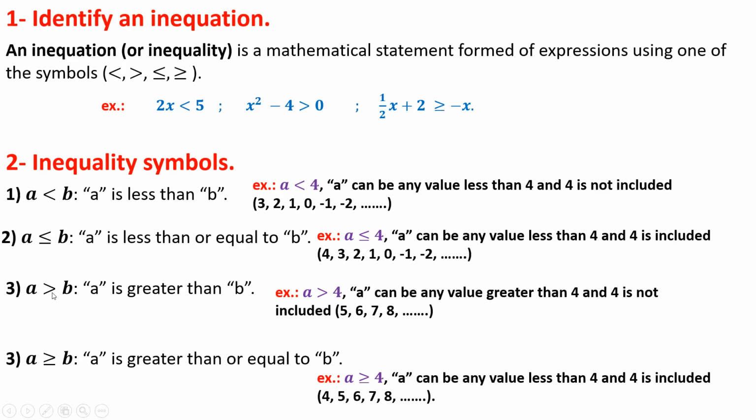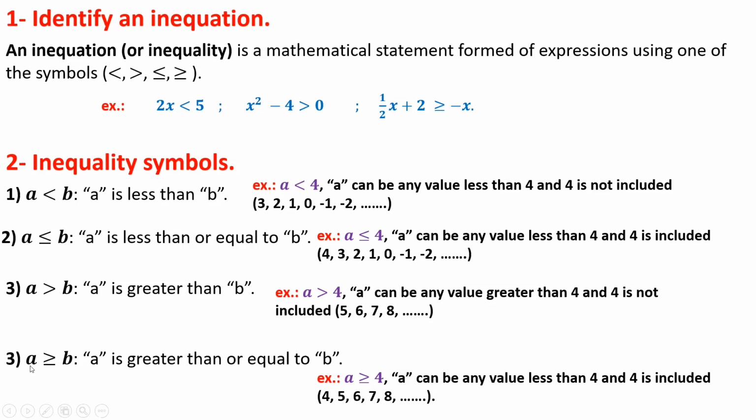3, A greater than B. As an example, A greater than 4. So A can be any value greater than 4, but 4 is not included. What are the values greater than 4? 5, 6, 7, 8, 9, 10, etc. But 4 cannot be one of my solutions because here I do not have or equal.